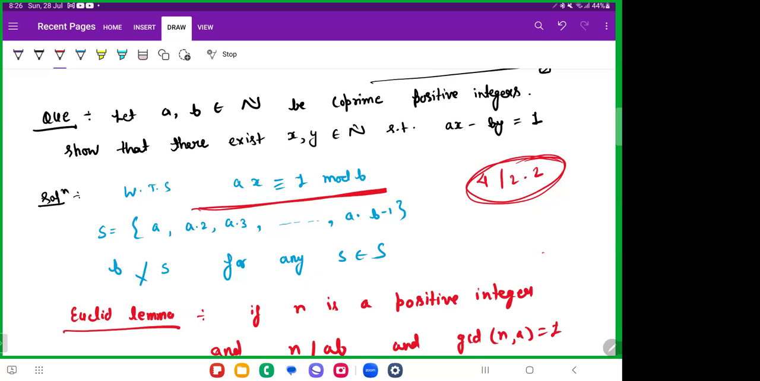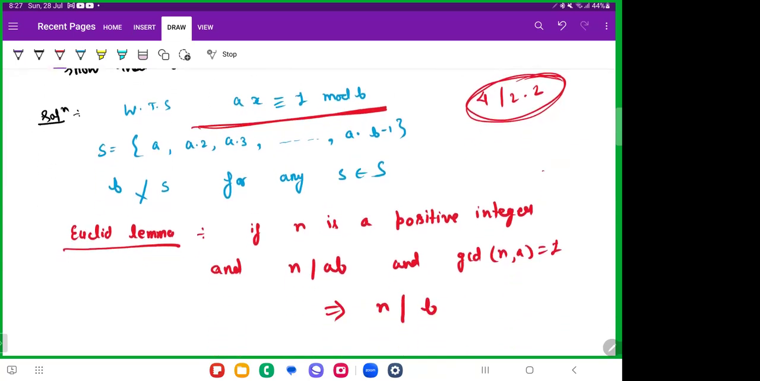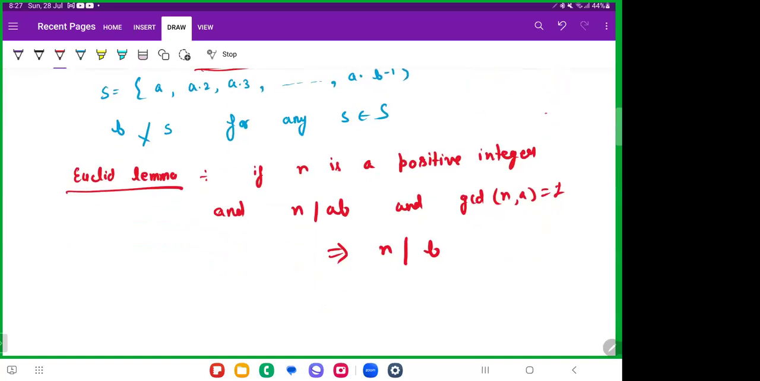So b does not divide s for any s belonging to S. So that means the remainder cannot be 0. And we need the remainder 1. The remainder will be 1. Then we have for some number, let's say a dot k, the remainder is 1. Then we have ak is congruent to 1 mod b. So we're done. We got the required thing. So you have to show there is a number for which remainder is 1. So how will you proceed?